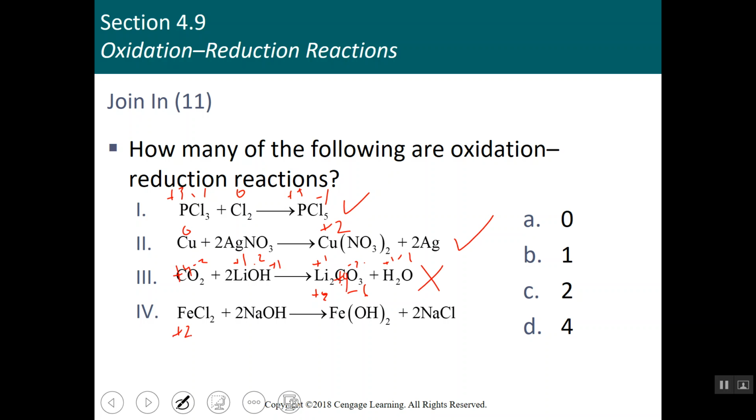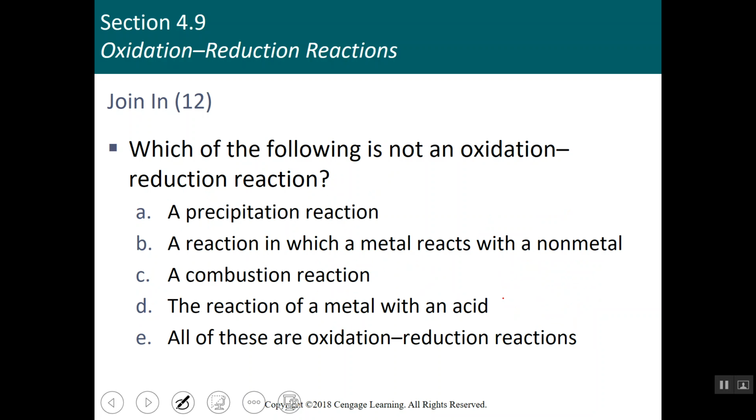This iron's a +2 on this side because the chlorine's a -1. It's also a +2 on that side, and so that one is not. So the correct answer is C, because 2 of those are oxidation reduction reactions.